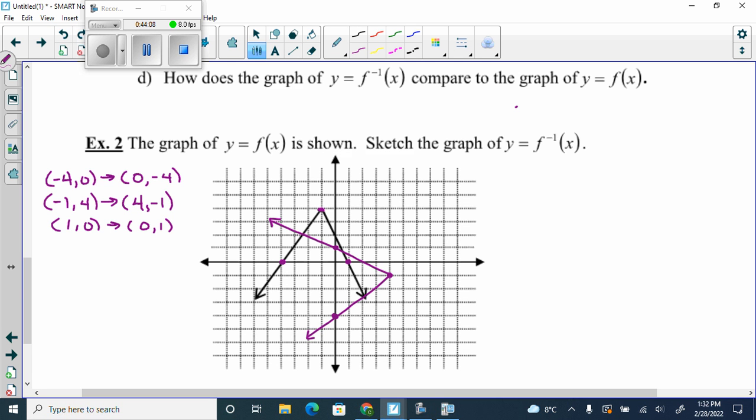Invariant means it does not change. It doesn't mean we'll come back. Okay? I don't know why my voice changed. But anyways. Invariant means it did not change. Where do the invariant points lie on the inverse graph? On the line y equals x.